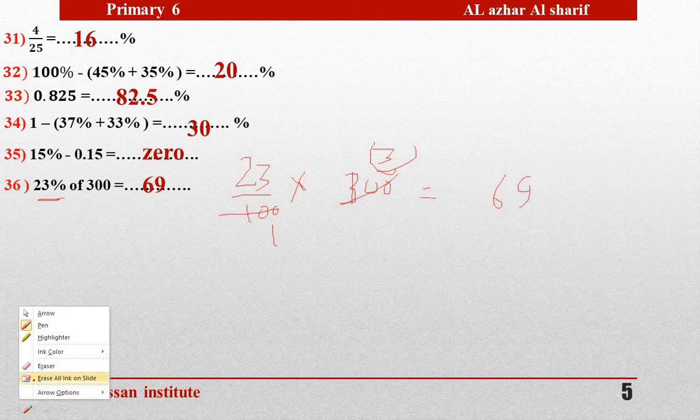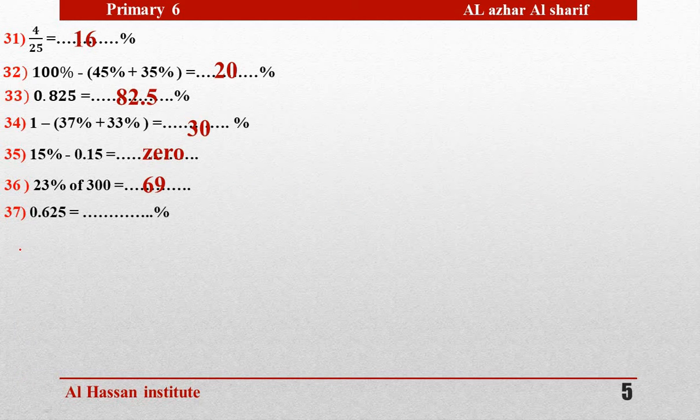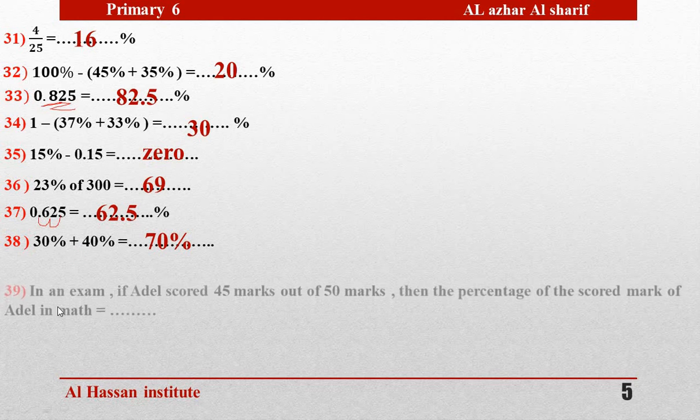Next, 0.625 equals space percent. As this example, move the decimal point 2 digits, 1, 2, 62.5. 30% plus 40% equals 70%.